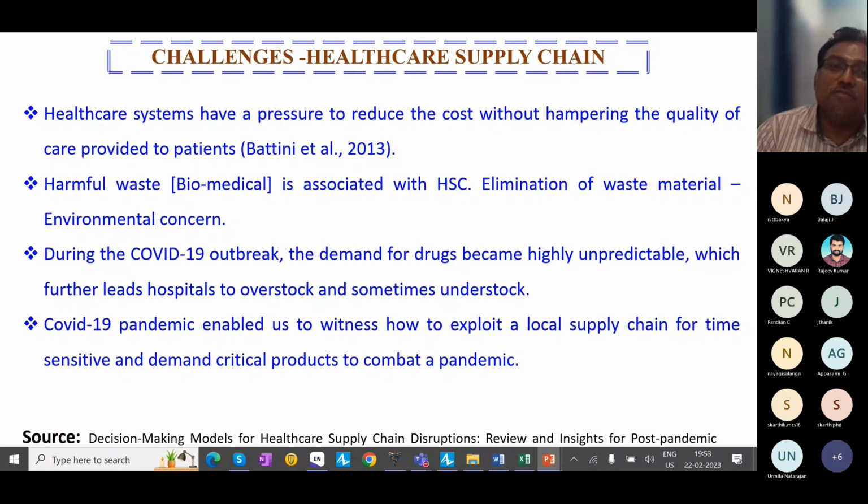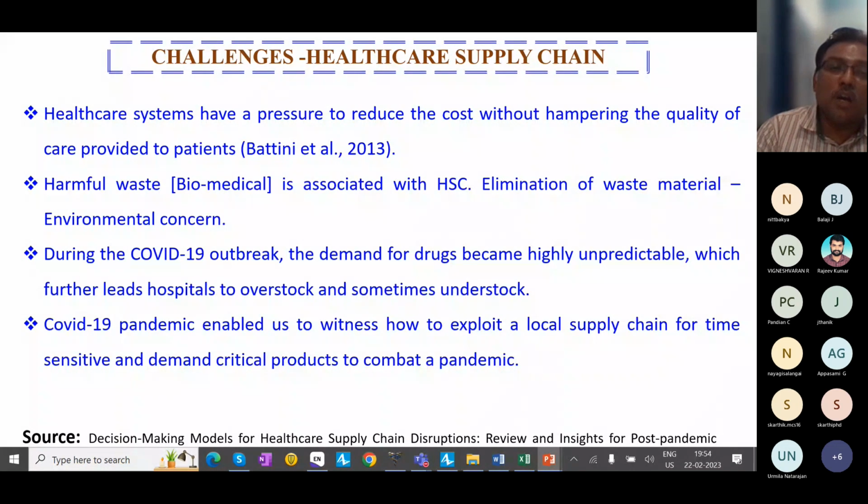Not only that, healthcare generates a lot of biomedical waste, right? Harmful waste is associated with healthcare, and considering environmental concerns, hospitals or providers need to eliminate the waste material. You would have read some news where medical waste is being dumped on the roadside somewhere. So this is also a niche area, right?